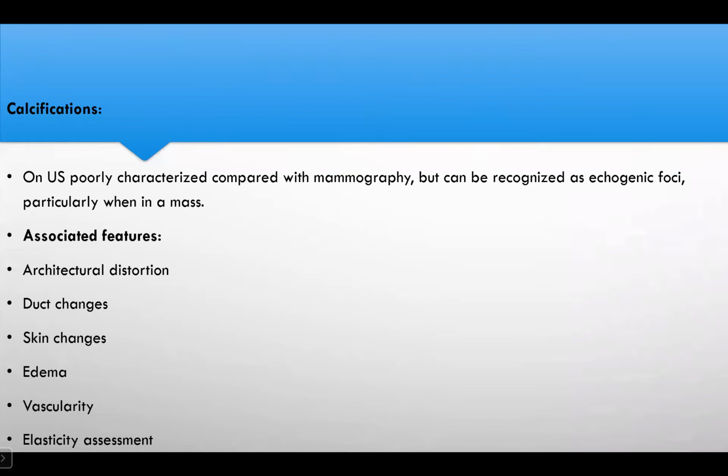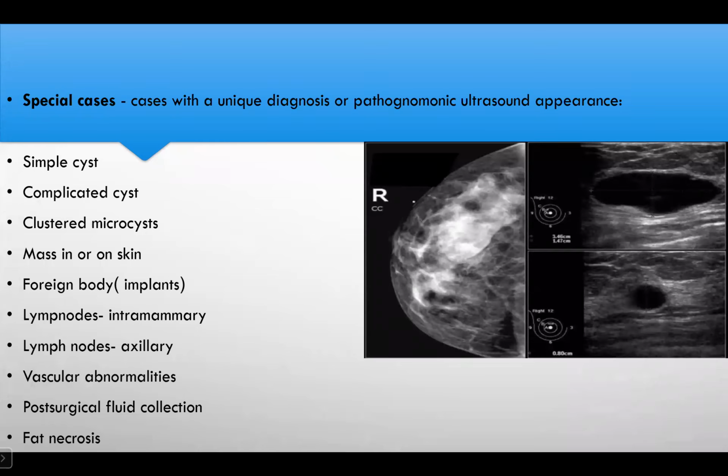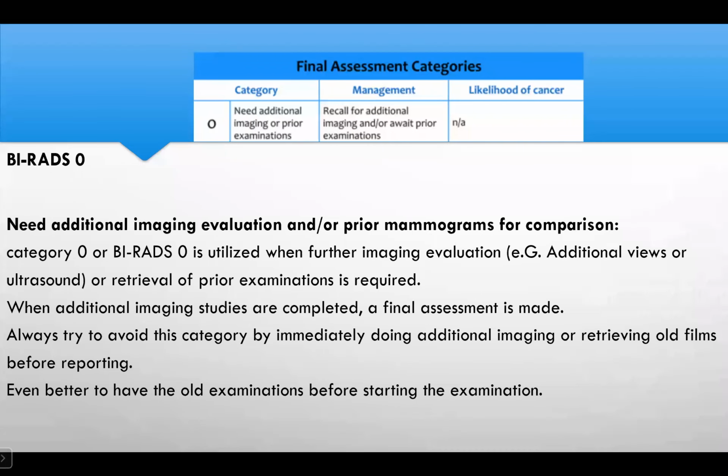Calcifications on ultrasound are poorly characterized compared with mammography, but can be recognized as echogenic foci, especially within a mass. Associated features include architectural distortion, duct changes, skin changes, edema, vascularity, and elasticity assessment. There are special cases that have a pathognomonic ultrasound appearance, such as simple cyst, complicated cyst, clustered microcysts, masses in or on the skin, foreign body, lymph node, intramammary or axillary, vascular abnormality, post-surgical fluid collection, and fat necrosis.